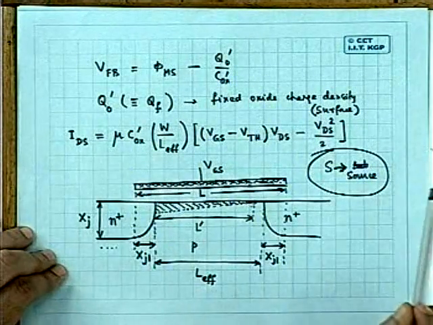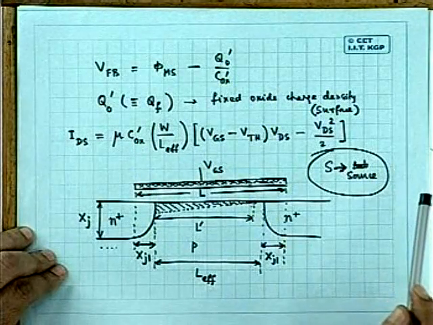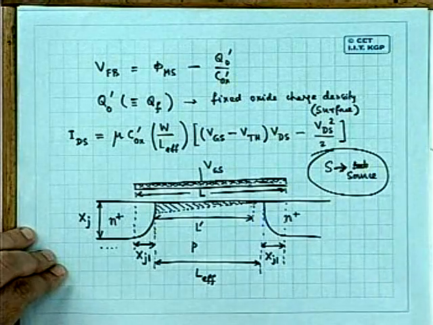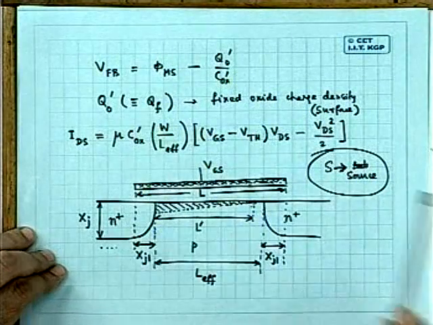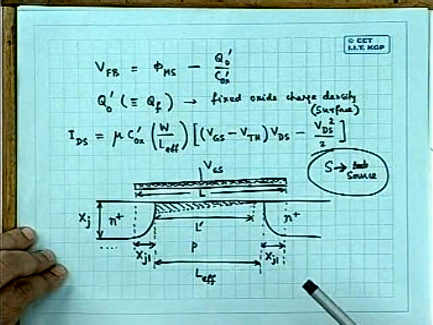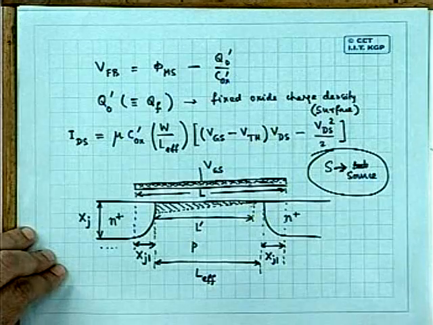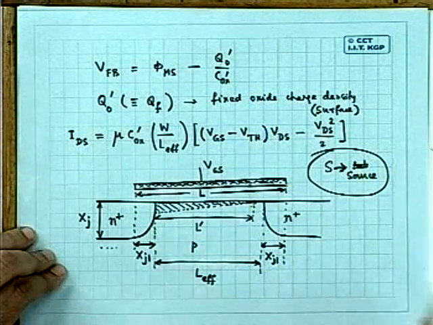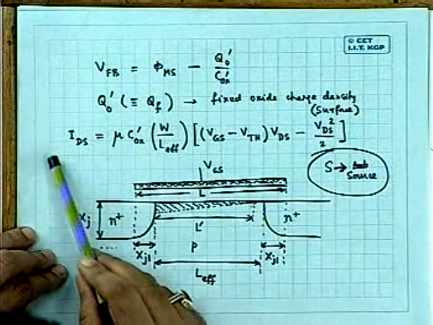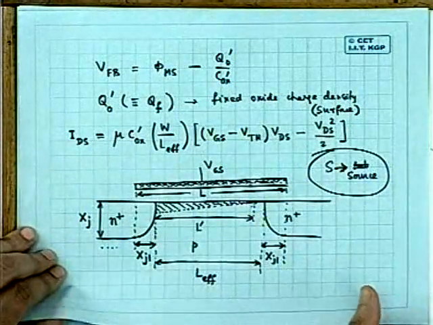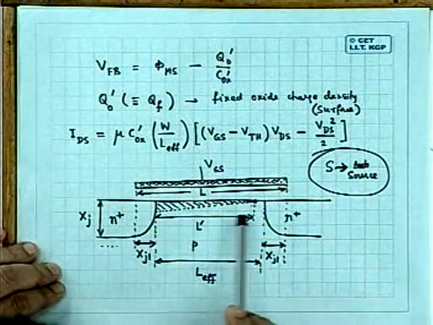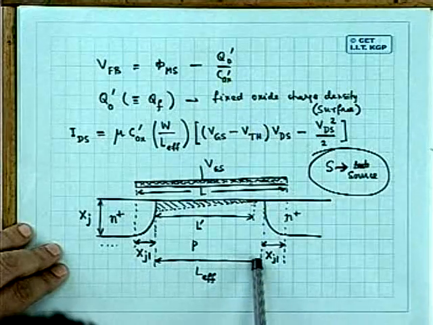COX dashed indicates the oxide capacitance or the gate capacitance per unit area, whereas we shall see afterward, if this dash is removed, it indicates the total oxide capacitance. Okay, total oxide capacitance, input capacitance is COX, whereas COX dashed or prime indicates the capacitance per unit area. So this was a rather simple expression, and we indicated what are the geometrical definitions of L effective.